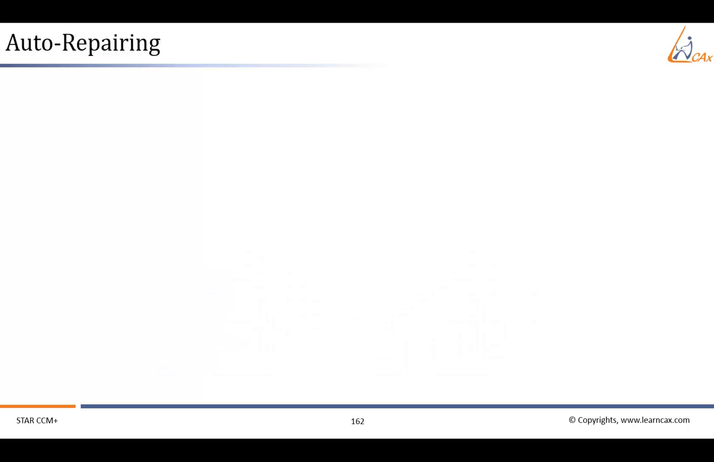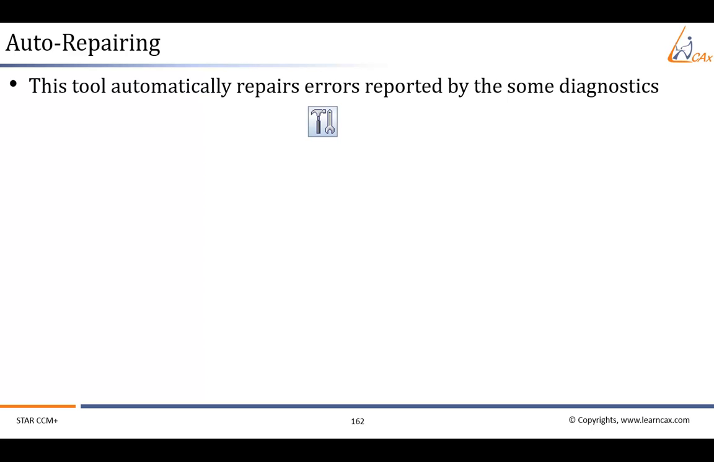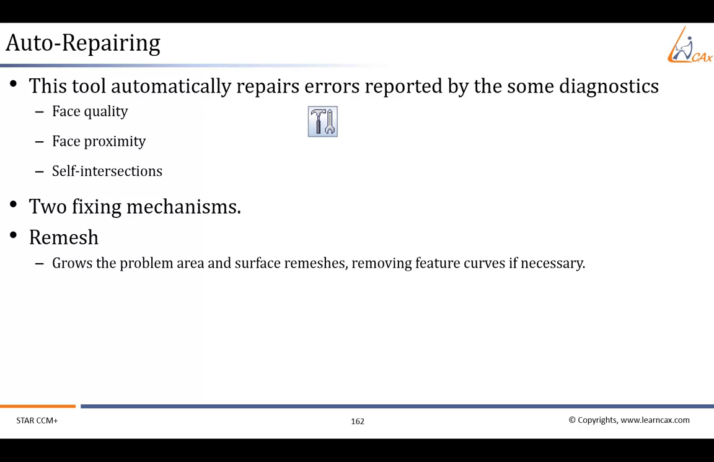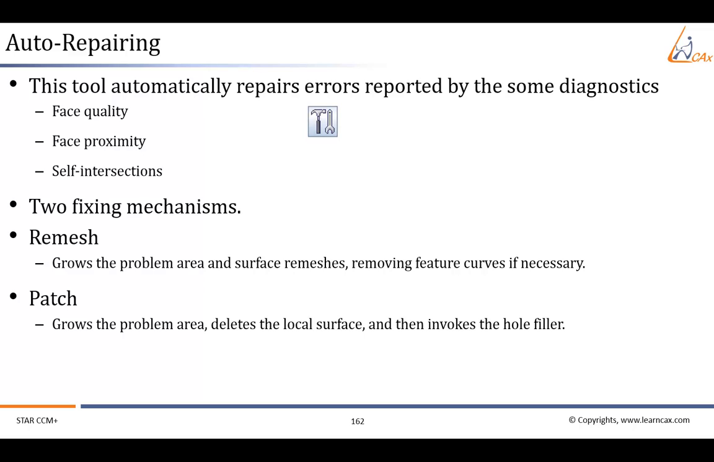After studying all manual repair operations or tools, let us now quickly review the Auto Repair tool. This tool automatically repairs errors reported by the same diagnostics. These diagnostics are face quality, face proximity, self-intersections. The tool uses 2 fixing mechanisms: Remesh, which grows the problem area and surface remeshes, removing feature curves if necessary. Patch, which grows the problem area, deletes the local surface, and then invokes the hole filler.